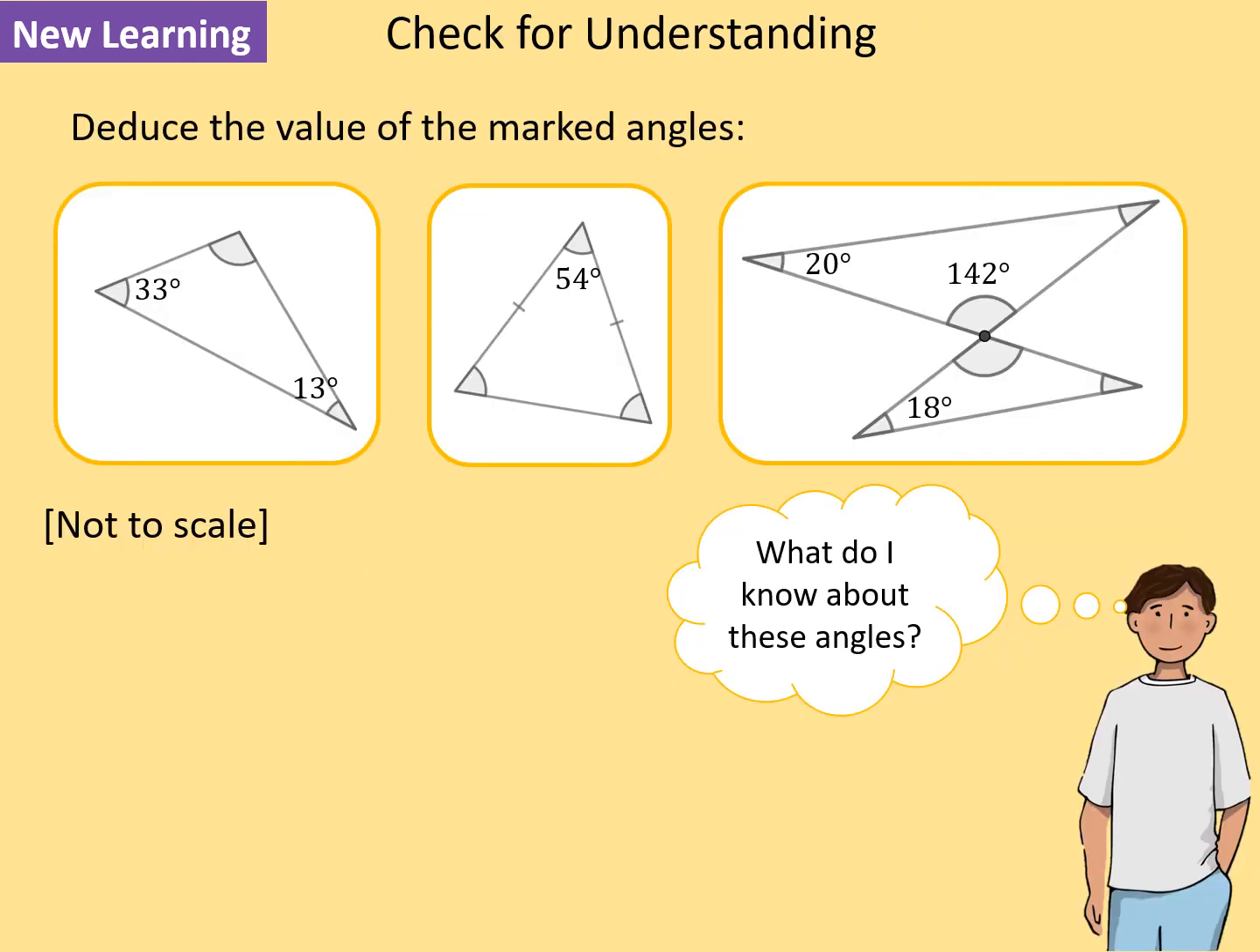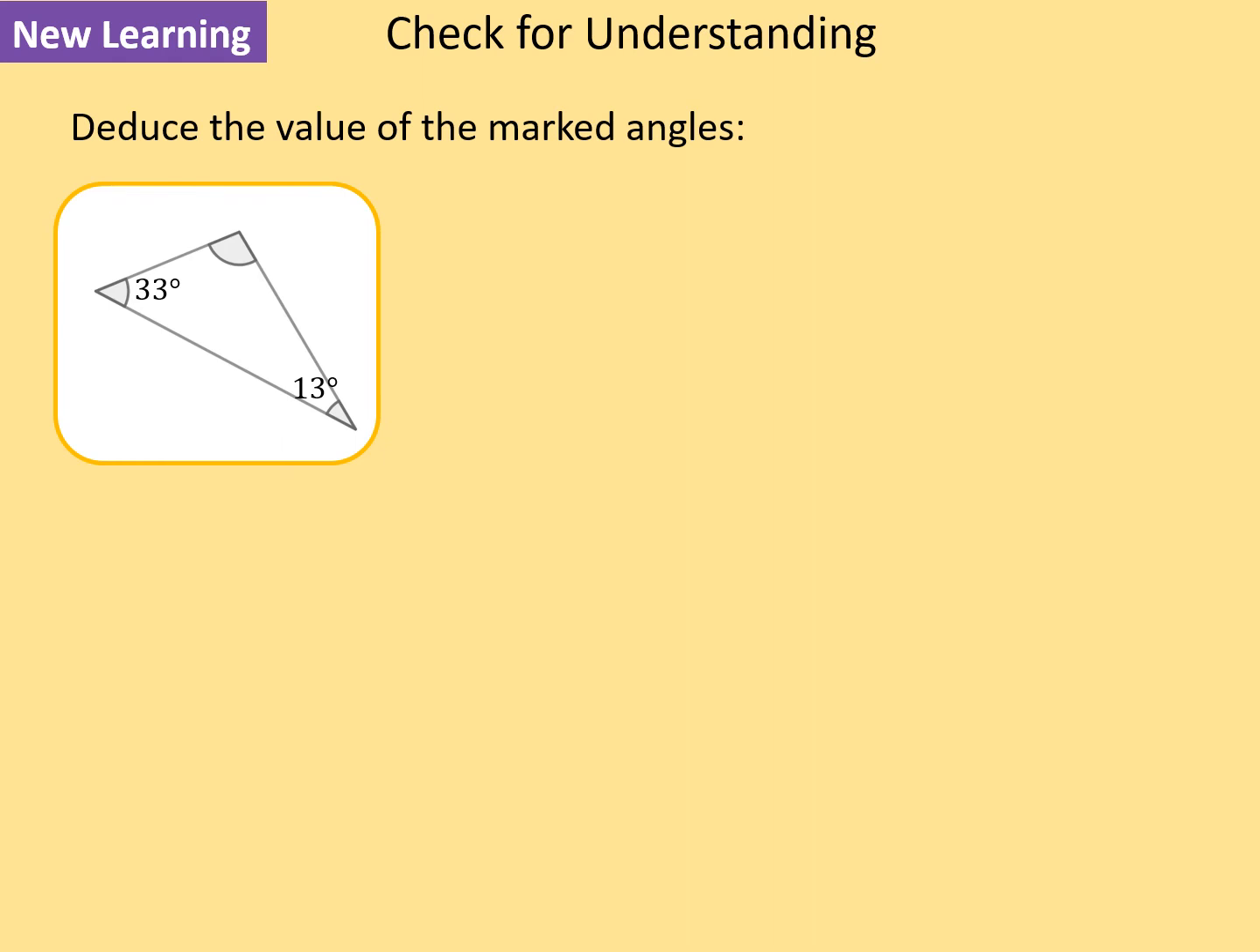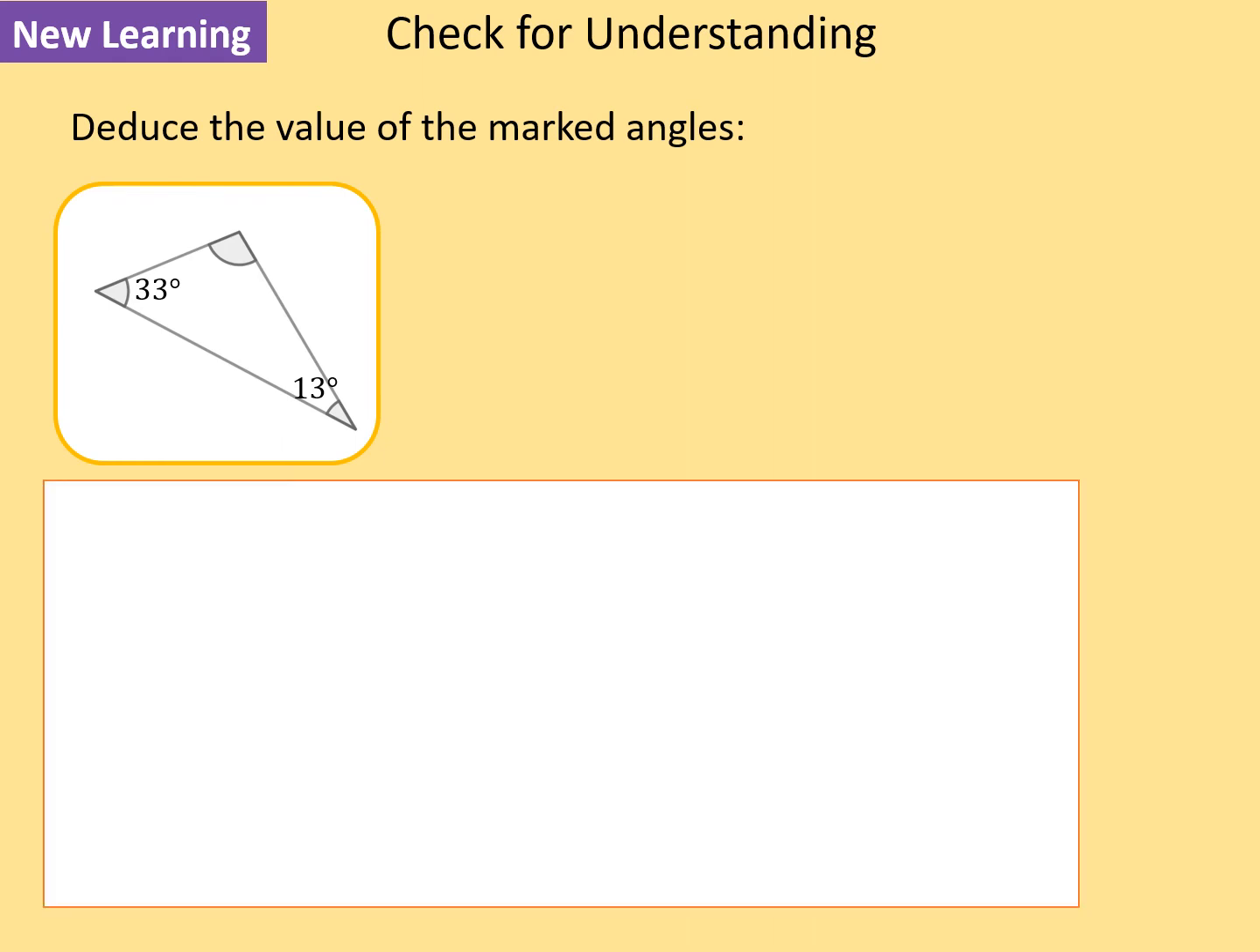We are going to go through 3 examples of where we need to deduce the value of the marked angles. Like the boy in the bottom right of the screen, we need to think about what we know about these angles, and we need to write our reasonings alongside our numerical working out. So through these examples, I'm going to do that. For the first example, we're going to label the marked angle A.